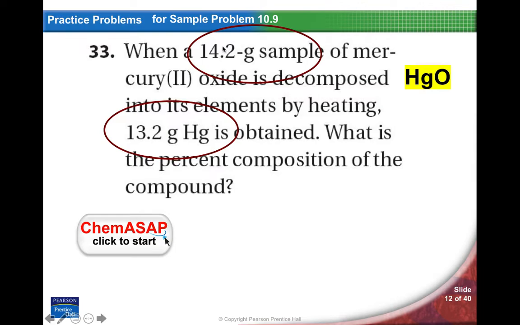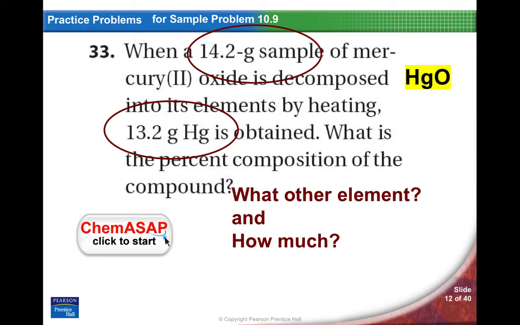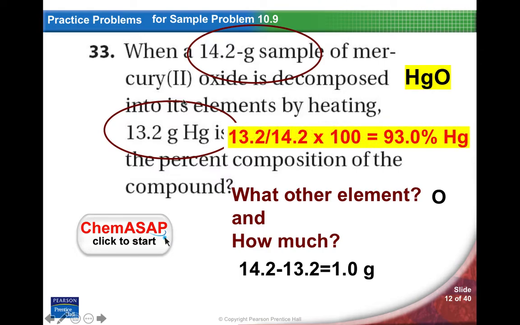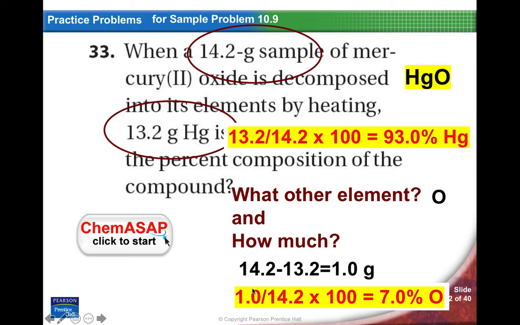Most of the mass of the sample is mercury. Unsurprisingly, it's a very massive atom, very dense. What's the percent composition of the compound? Well, we have to realize there's another element, oxygen, and the 14.2 minus 13.2 gives you the 1 gram of oxygen. So doing the same process, taking the part from mercury divided by the total of the compound, you get 93%. Taking the 1 gram part, because oxygen, divided by the total, it comes to 7%, and again, it works out to 100 for the two of them.